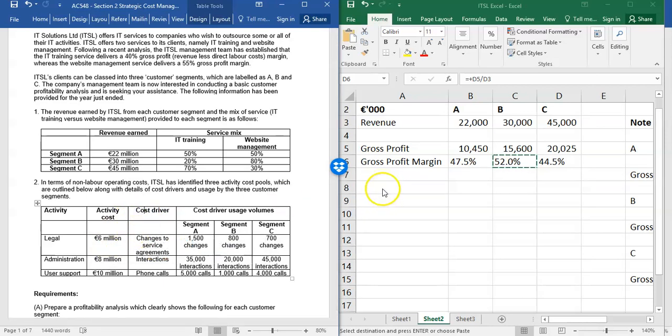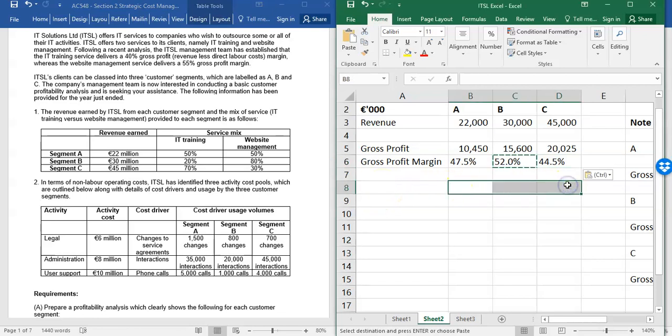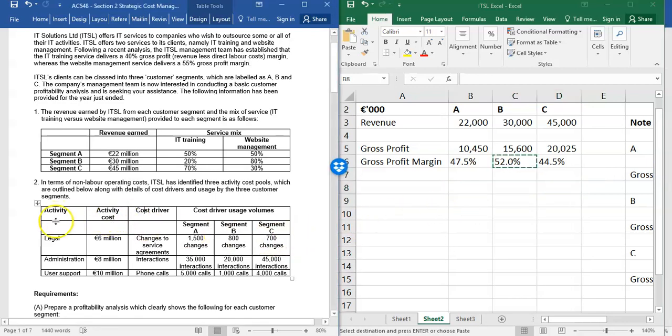Of course, you could crudely just divide by 3 and allocate them across each segment. But we know from activity-based costing, we can be a bit more accurate. And we can use the cost pools, which are legal, admin and user support, with a relevant cost driver. And we can then more accurately allocate to each segment, depending on how much of each activity is used.